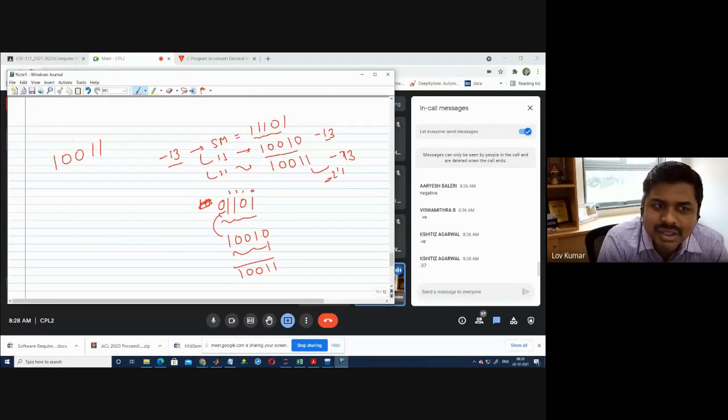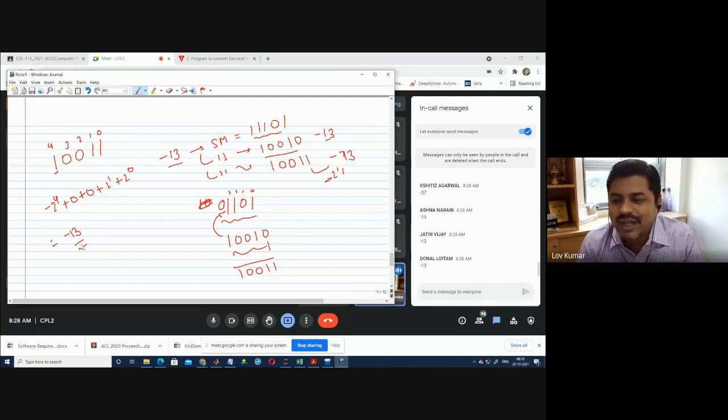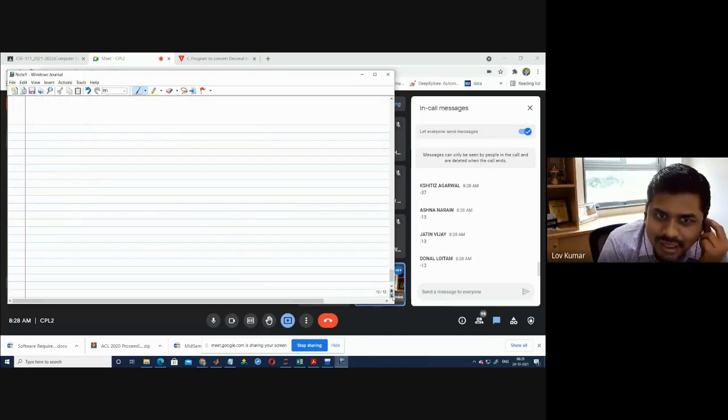Now, can you please try the same step for this one? 10011. Same step: 0, 1, 2, 3, 4. For the first bit, we will write minus 2 to the power 4, plus 0, plus 0, plus 2 to the power 1, plus 2 to the power 0. What value are we getting here? Minus 13. Okay, now we'll try to understand one more example.